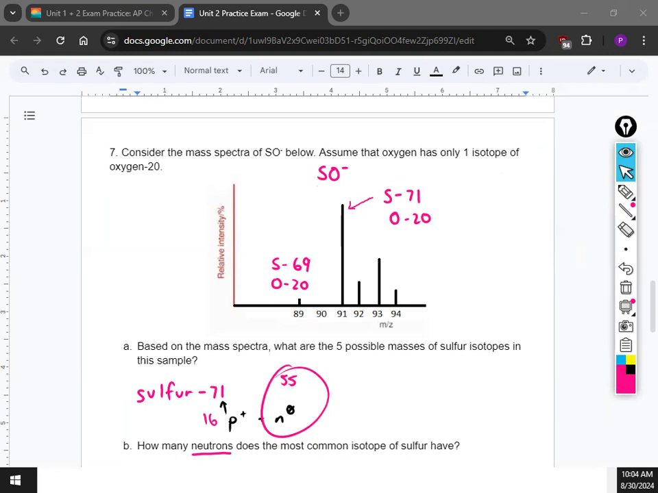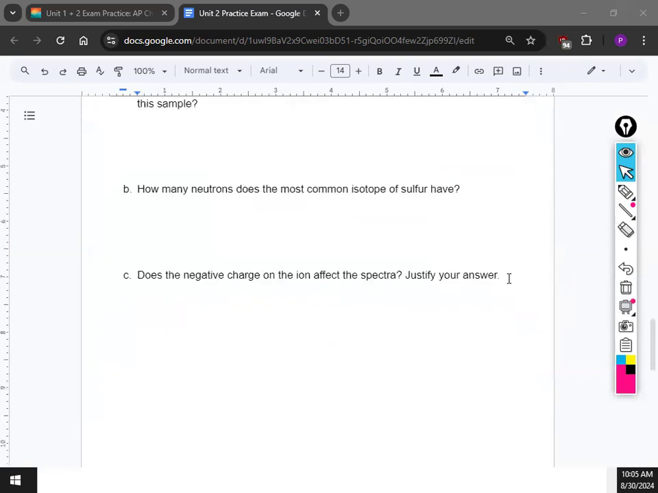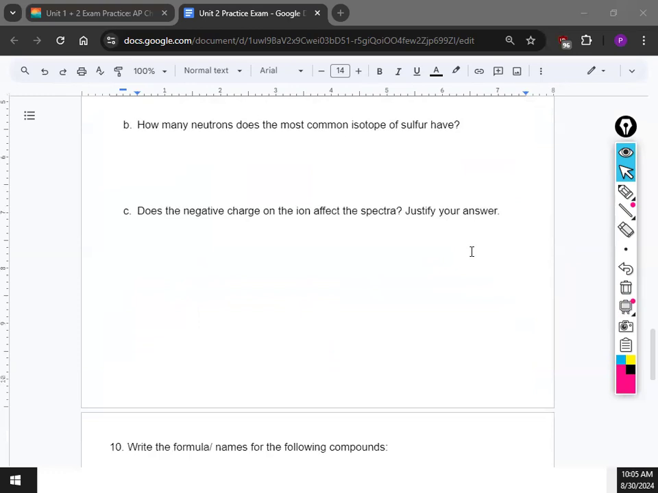All right. We're going to look at C real quick. I'm not even going to finish the problems, just so that we can start packing up. But let's take a look at C, and I'll get you guys started just to get your brains thinking, and then we'll finish up. So if you take a look at C, it's asking us, does the negative charge on the ion affect the spectra? Here we're looking at the ion SO minus, so it has a negative charge. Now, I want you guys to just think about what causes something to have a negative charge. You don't need to say it out loud, just think about it.